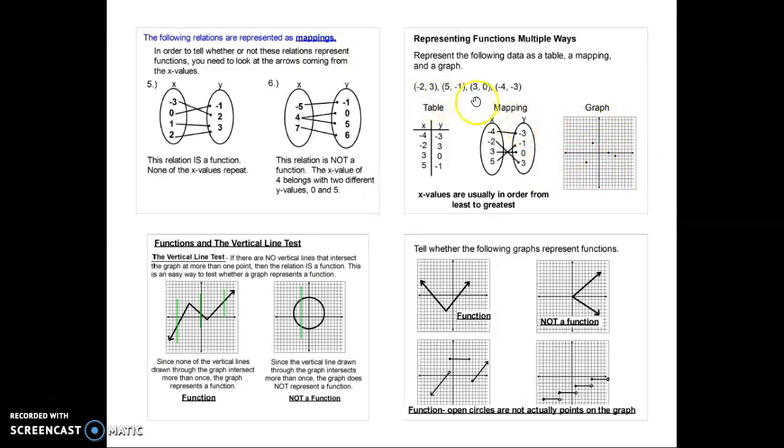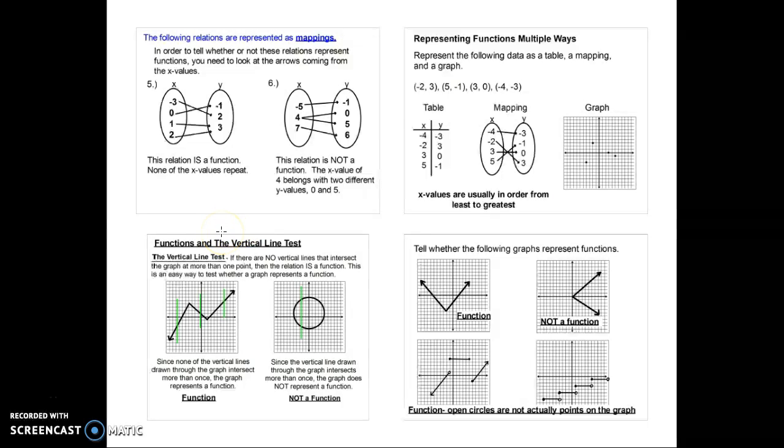Now, I can also represent these on a graph. I can actually take those points and plot them. So remember, your horizontal axis is your x-axis, your vertical is your y-axis. So for the first point, -2, 3, x comes first. So -2 means I'm going left 2, and a +3 means I'm going up 3. So here is my point of -2, 3. Okay, and you can continue to plot each of those 4 points and show that using a graph.